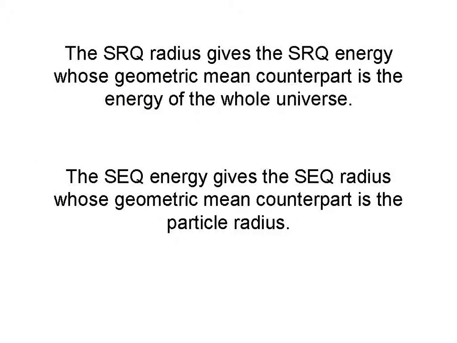So we've seen that the small radius quantum radius gives us the small radius quantum energy, whose geometric mean counterpart is the energy of the whole universe. And the small energy quantum energy gives us the small energy quantum radius, whose geometric mean counterpart is the particle radius. Both of these topics, the energy of the whole universe and the particle radius, are dealt with in detail in other papers.